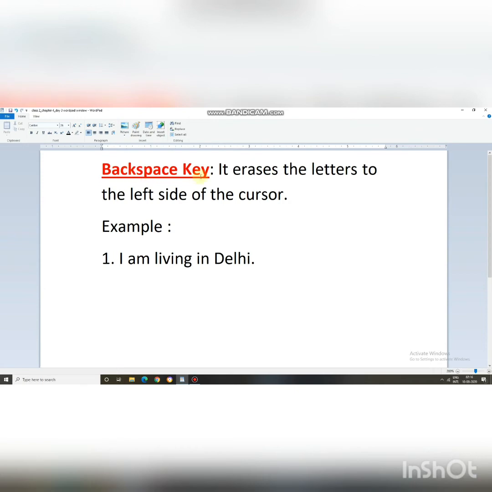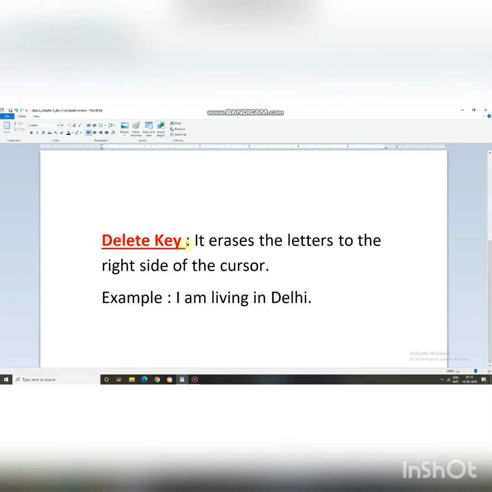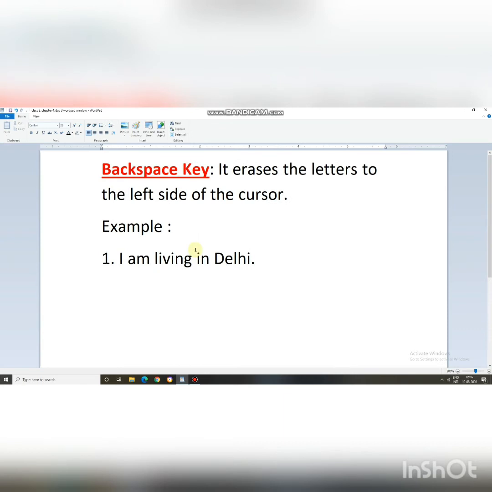Number 1 is the backspace key. Number 2 is the delete key. Now, there is a difference between the two. With the help of the backspace key, we delete the letters, numbers, alphabets or special characters from the left hand side of the cursor. Now, everyone raise up your left hand. Yes. Now, when I say the left hand side, it means wherever the cursor is, it will erase from the left hand side. Now, let's come to the example.